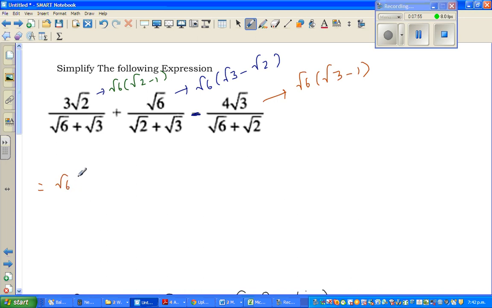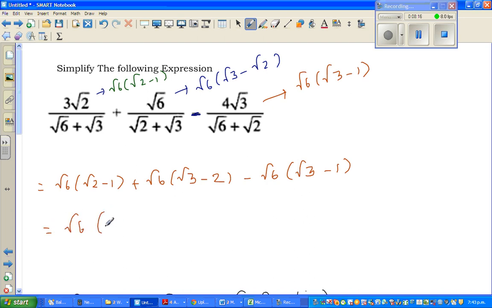root 6 times root 2 minus 1 plus root 6 times root 3 minus 2 minus root 6 times root 3 minus 1. So what can you factor out? I can factor out the root 6. So you have root 2 minus 1 plus root 3 minus 2. And you've got a minus here, be very careful, which is minus root 3 plus 1. Because of this minus, plus root 3 becomes minus root 3, and minus 1 becomes plus 1.